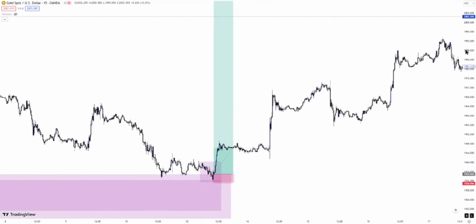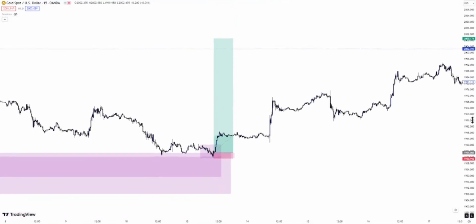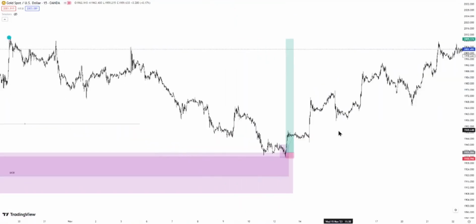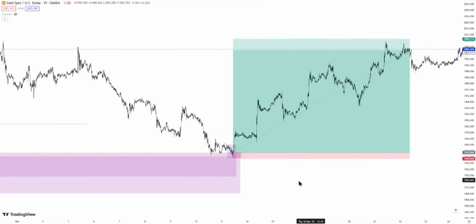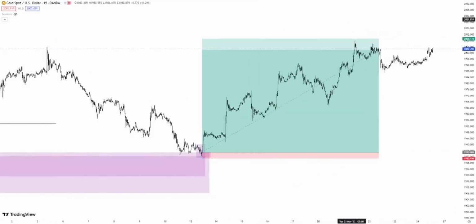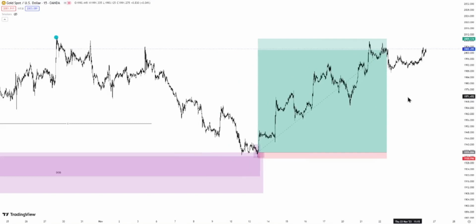So that is how you would have caught this crazy move here. Look at this crazy move. And I think price tapped on our TP. Well, it almost tapped on our TP. Can you see that? So that is how to take a trade in the market.